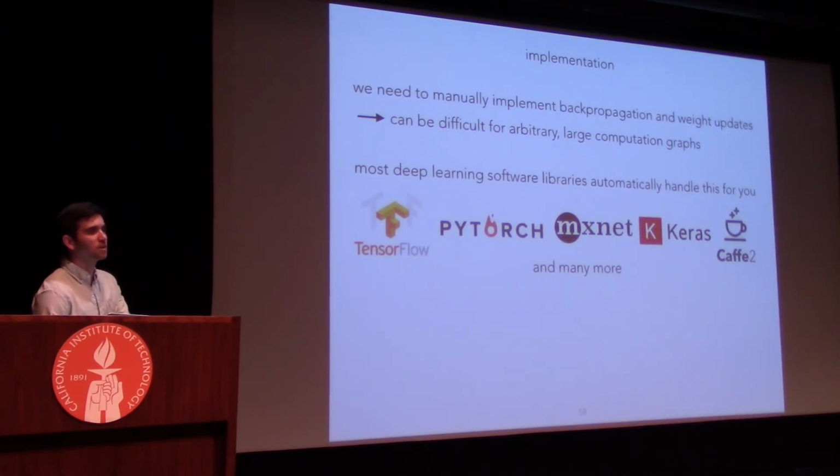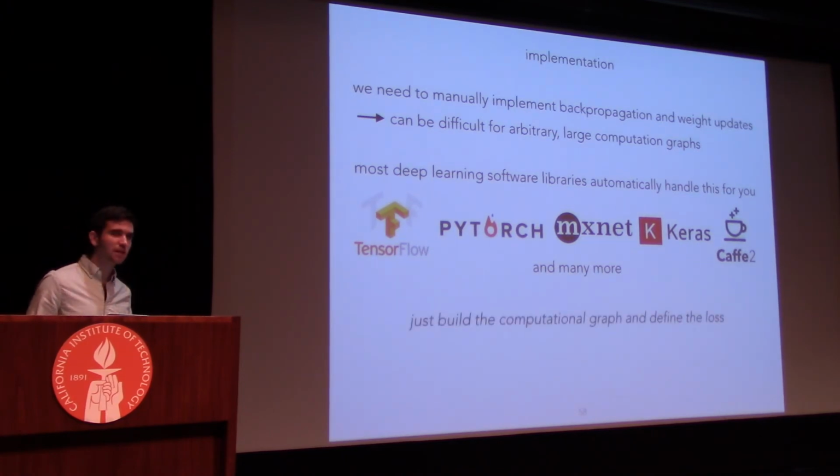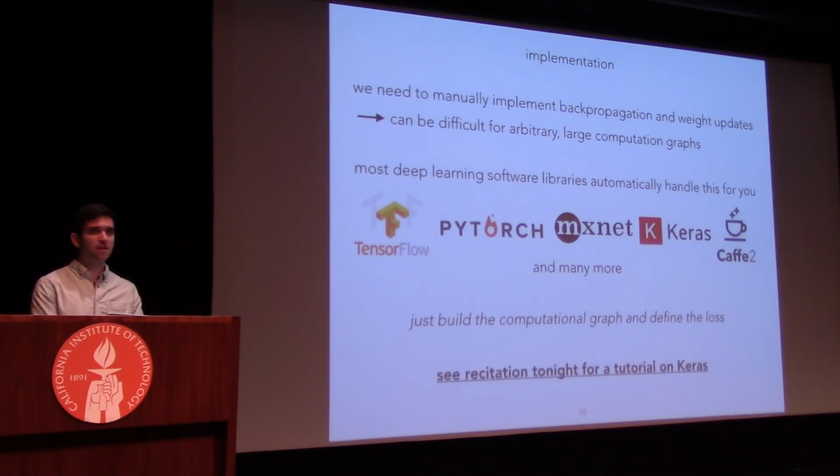Keras tends to be one of the easier ones to get started with, although it does have some limitations in what kinds of operations are just easy to implement. So I typically use TensorFlow or PyTorch. Those are my go-tos, but it's really up to you. They all implement a lot of the same basic functionalities. And the nice thing is that all you have to do is just build the computation graph and then define the loss, and then all the gradients come for free.